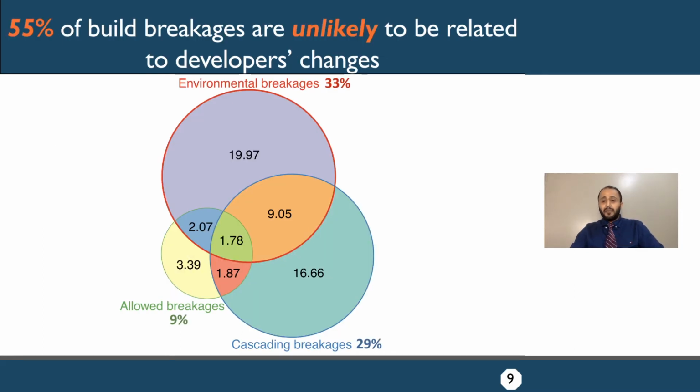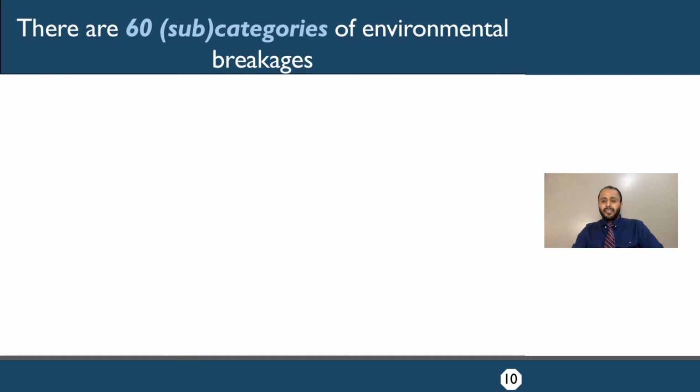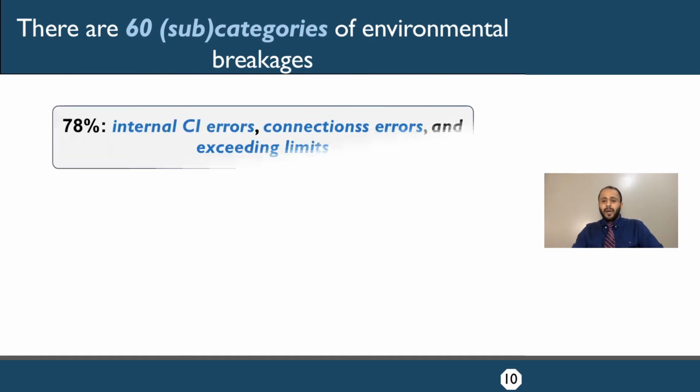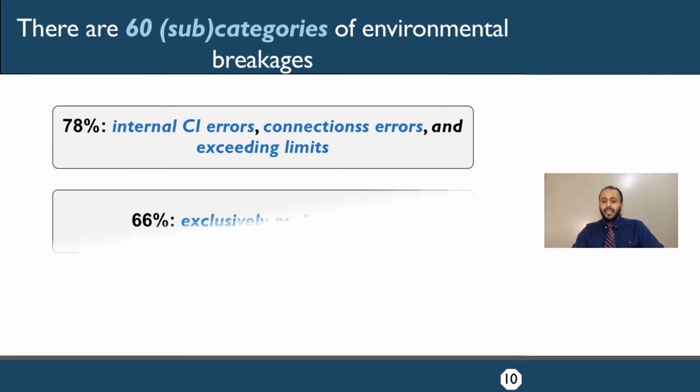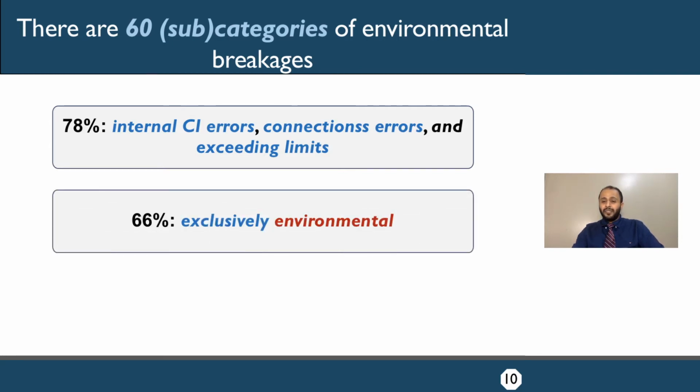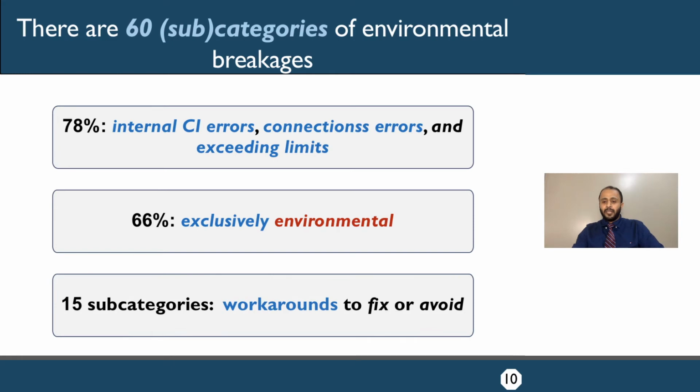Our results show that 55% of build breakages in our dataset are noisy, meaning that they are unlikely to be related to developers' changes. We identify 16 types of environmental build breakages, with the majority of them being caused by internal CI errors, external connections, or running out of time or space. 66% of these breakages are exclusively environmental, meaning that developers have no control over them. And in 15 subcategories of these build breakages, developers may find a workaround to fix or avoid such breakages, such as increasing the timeout limit.